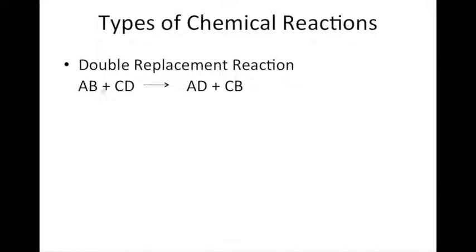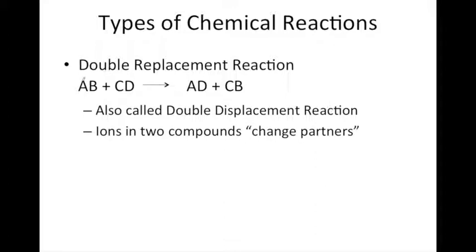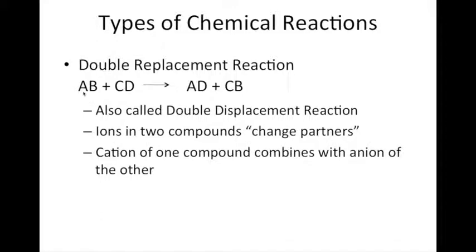You can see the general format here. A double replacement reaction is also called a double displacement reaction. And these can be recognized because we have 2 ionic compounds. We have AB, so A is my cation, B is the anion. Here C is the cation, D is the anion for our second ionic compound. And the ions in the 2 compounds change partners or switch places. So the cation of one compound combines with the anion of another.